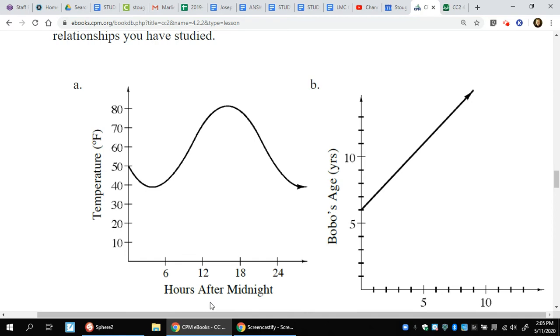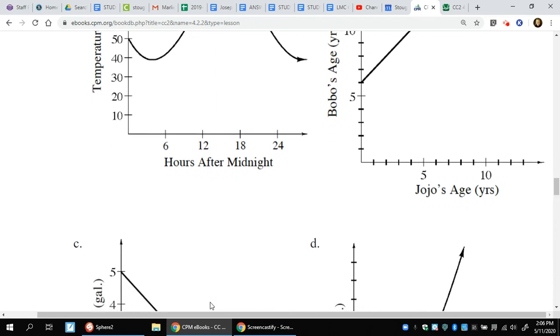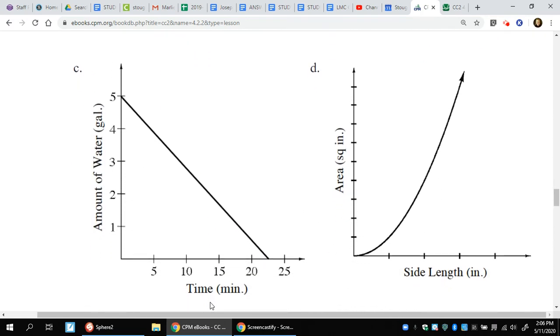Proportional relationships are typically in a straight line to show that the change is proportional, the change is regular. Letter B, again, while it has a straight line, it does not start at the point of origin. Moving on to letter C, this one is a straight line. However, it does not start at the origin.